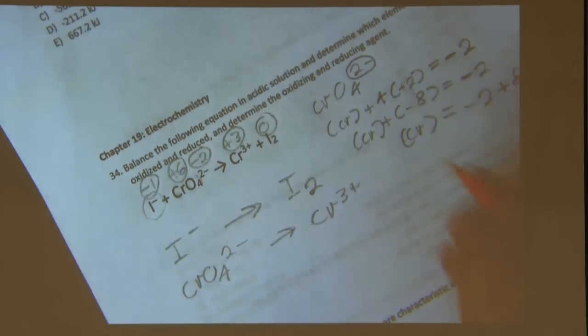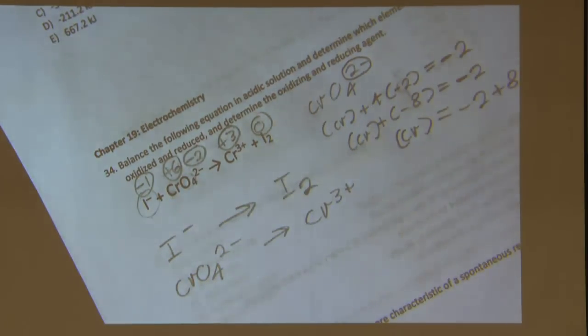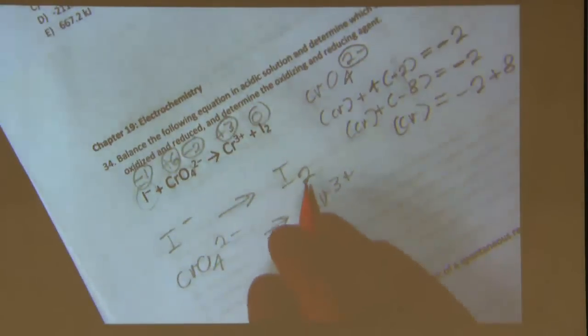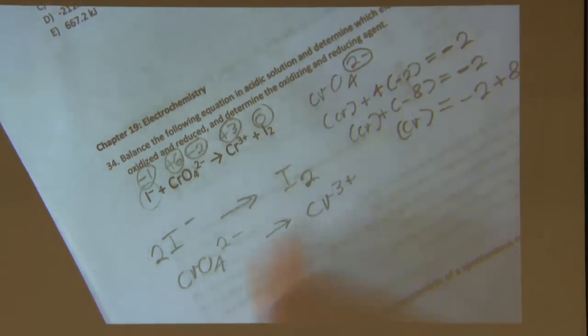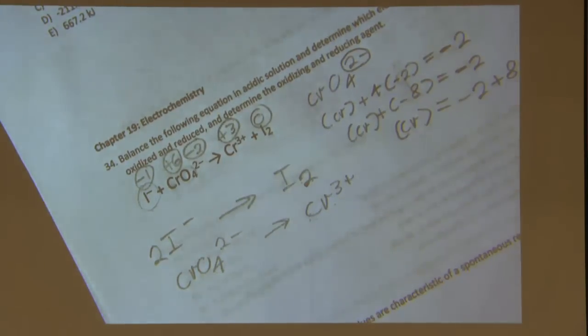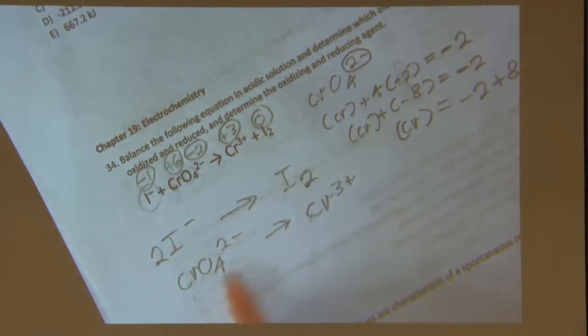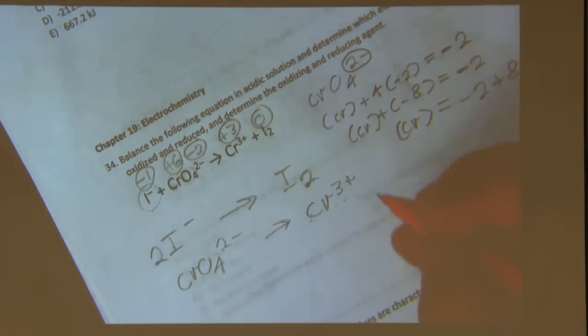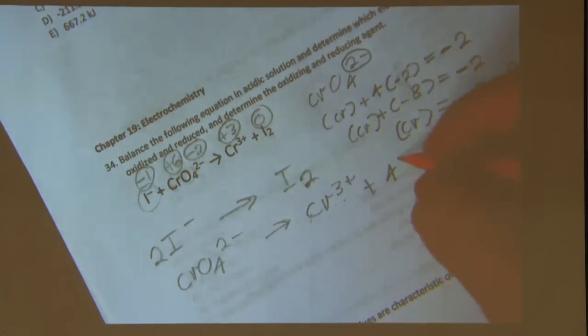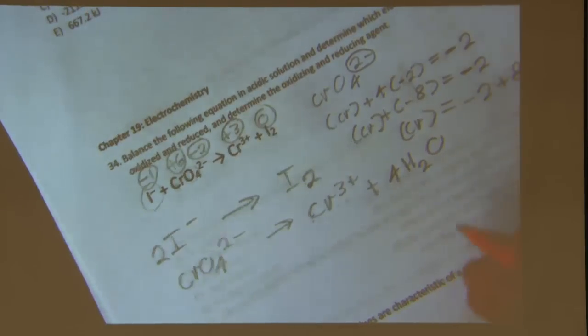Cr3+. Okay, the next step is you always balance by mass of the atoms that aren't O and aren't H. So here, we have 2 I's here and 1 I here. What do we need to do? Yeah, multiply by 2. And here, 1 chromium, 1 chromium. So we're good here. Now we need to look at oxygen. Okay, here, no oxygens. On this side I have 4, on this side I have none. What do I need to do? Add 4 water. So you add 1 water for every oxygen you're missing.